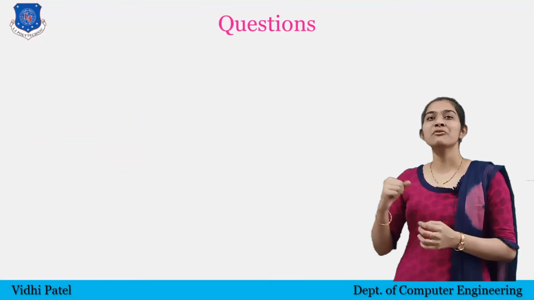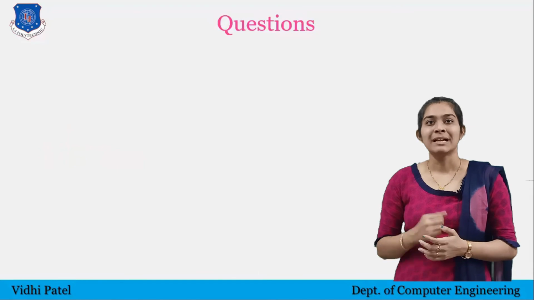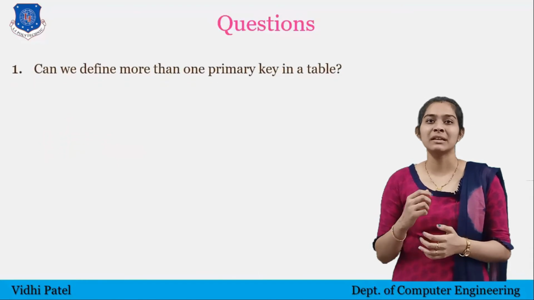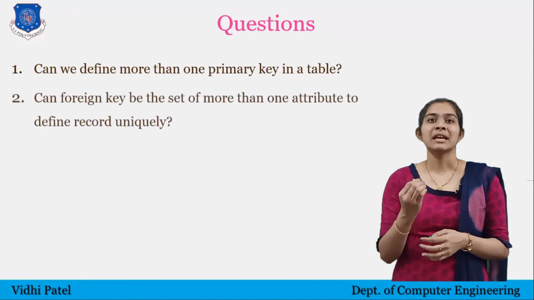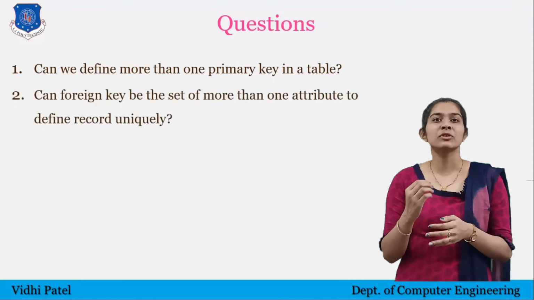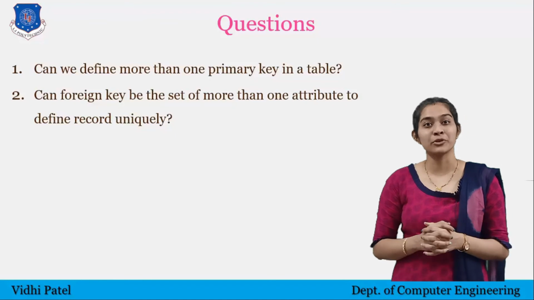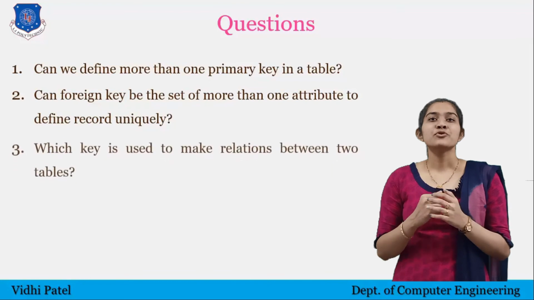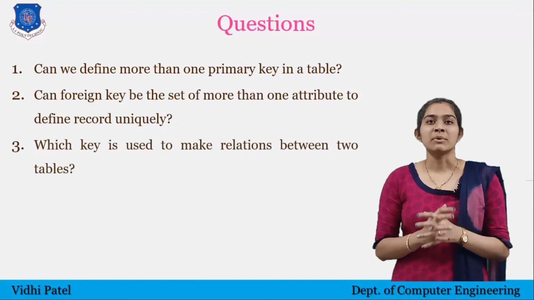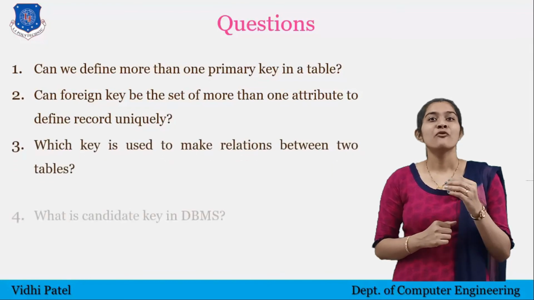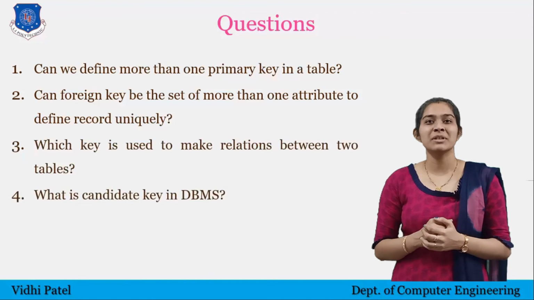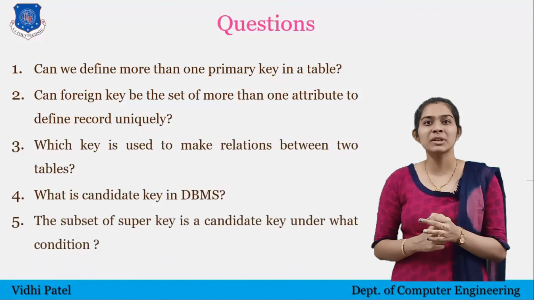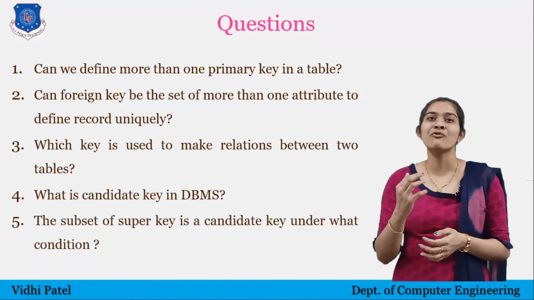There are some important questions available for this tutorial. Let's see them one by one. Can we define more than one primary key in a table? Next question, can a foreign key be a set of more than one attribute to define a record uniquely? Next question is, which key is used to make a relation between two tables? Next question is, what is a candidate key in a database management system? And the last question is, a subset of a super key is a candidate key under what condition?